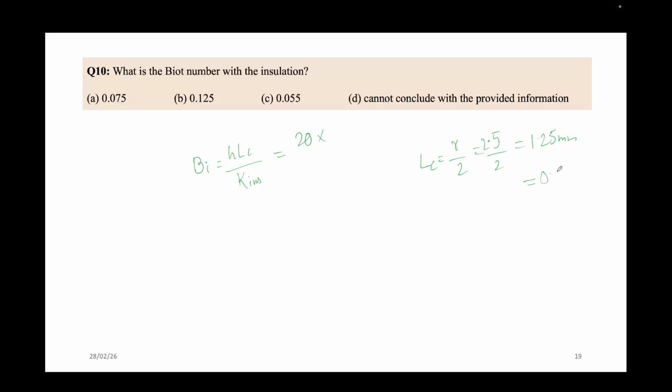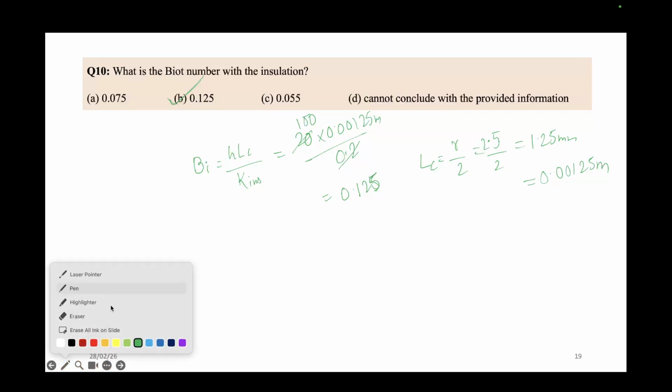So I have to convert it into meters. So that will be 0.00125 meter, and k I have got as 0.2. So if you solve this, you will get the answer 0.125. So the correct answer is option B. I hope that it is clear to you. Okay, any confusion up to this numerical problem?